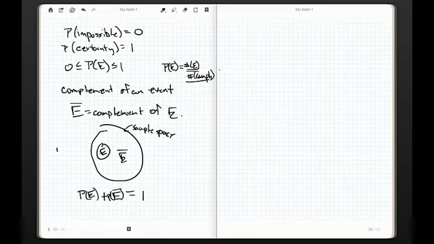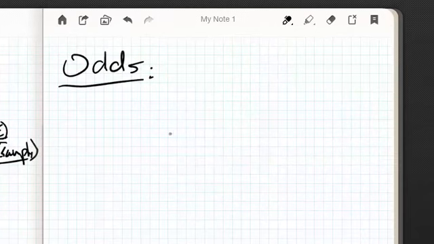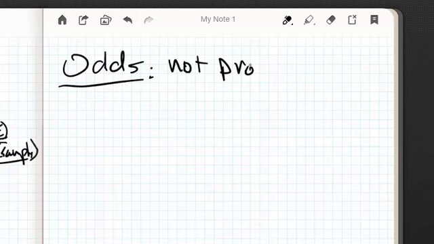Now, that's just a real general introduction to probability. What we're going to do here, I'm going to throw a little something else at you, especially since we're in Reno. But we're going to talk about odds. And the reason we're going to talk about odds is because so many people screw them up. Odds, first things first, not probability.